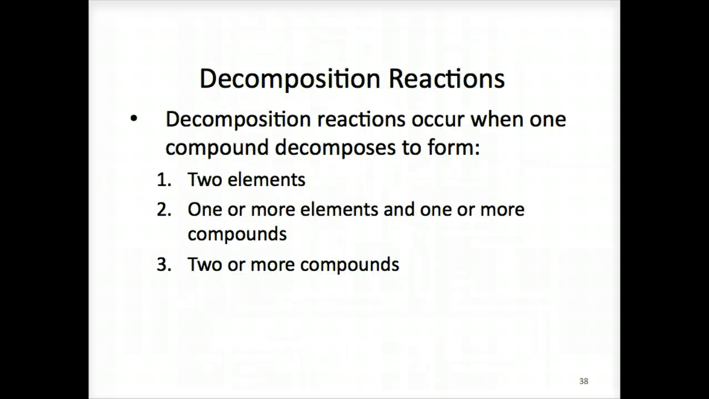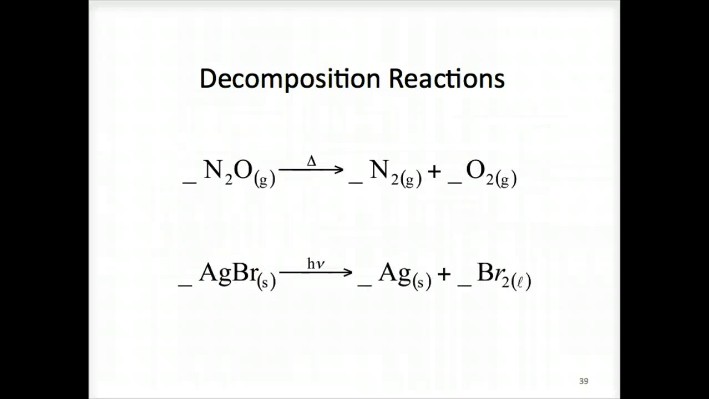The next types of reactions are called decomposition reactions. These occur when one compound decomposes or falls apart to make either two elements, one element and one compound, or 2 or more compounds. Here are some examples. N2O with heat will decompose to nitrogen and oxygen. Silver bromide in the presence of light will decompose to silver and bromine.